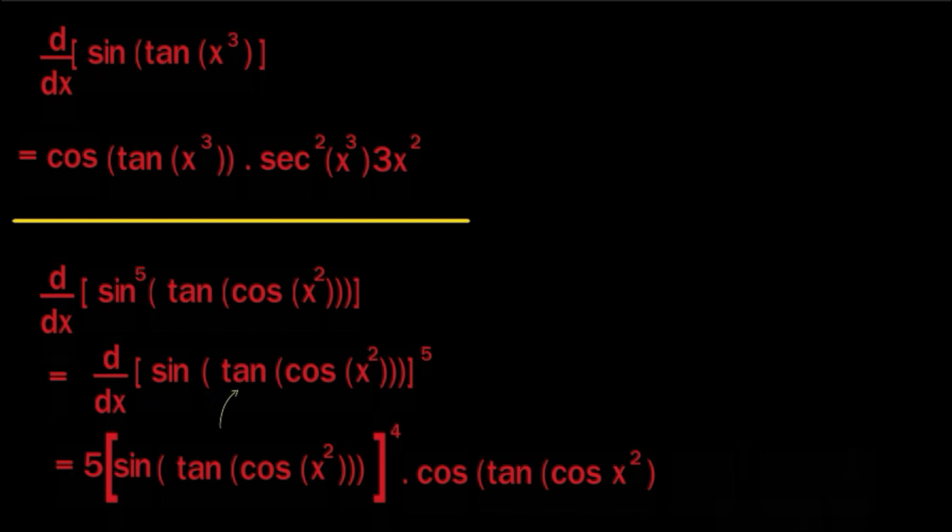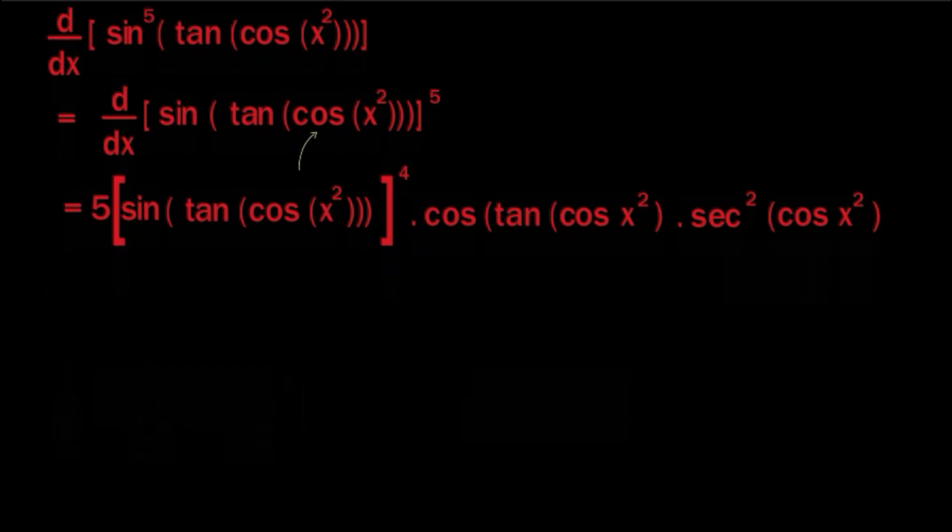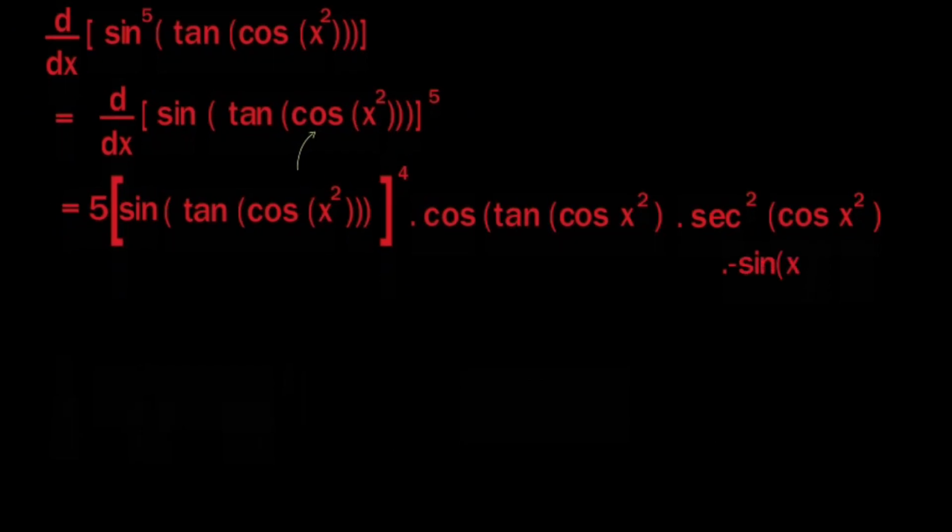So tangent, when you differentiate it, becomes secant squared cos x squared. And when you differentiate tangent cos x squared, you differentiate the function inside, which is cos x squared, you will get negative sine x squared multiplied with 2x. So this is the answer.